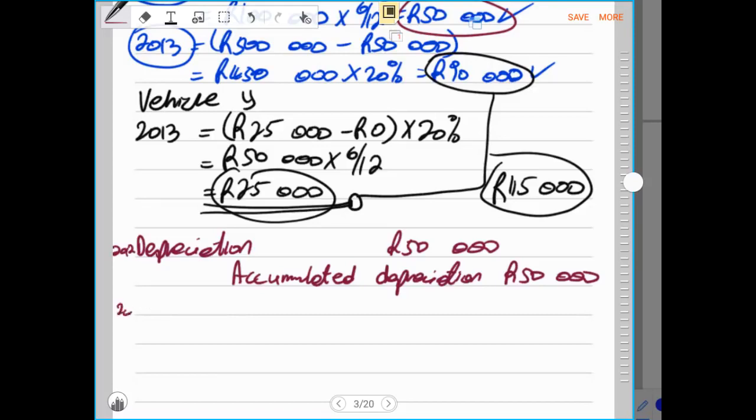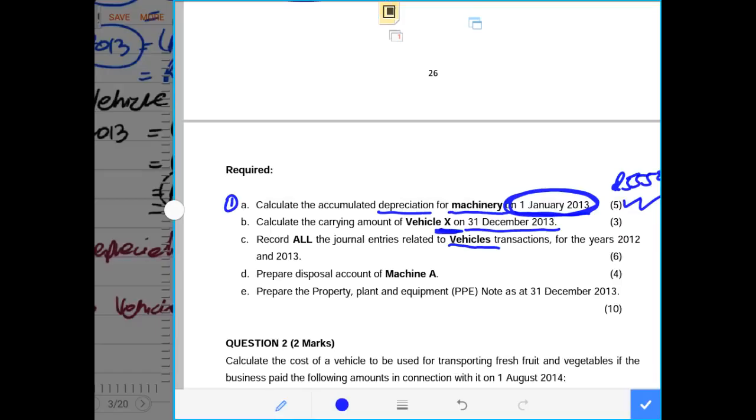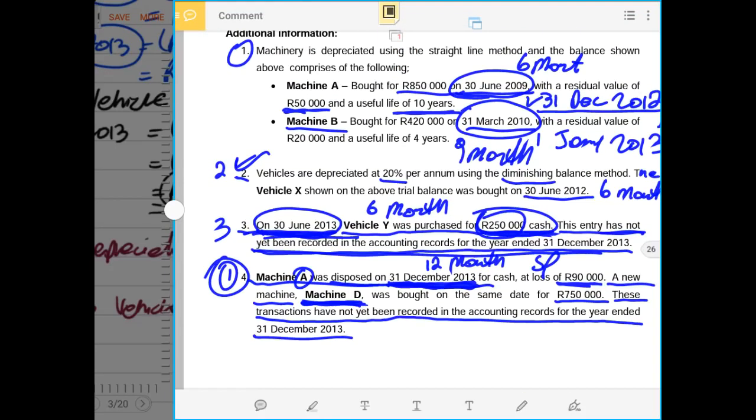In 2013, there was a vehicle that was bought for cash. So now we have to increase our vehicles, and we credit our bank, if you still remember. The cost of the vehicle was 250,000. That was for 2013. Let us confirm if that was for 2013. Yes, in 2013, we bought vehicle Y at the cost of 250,000.